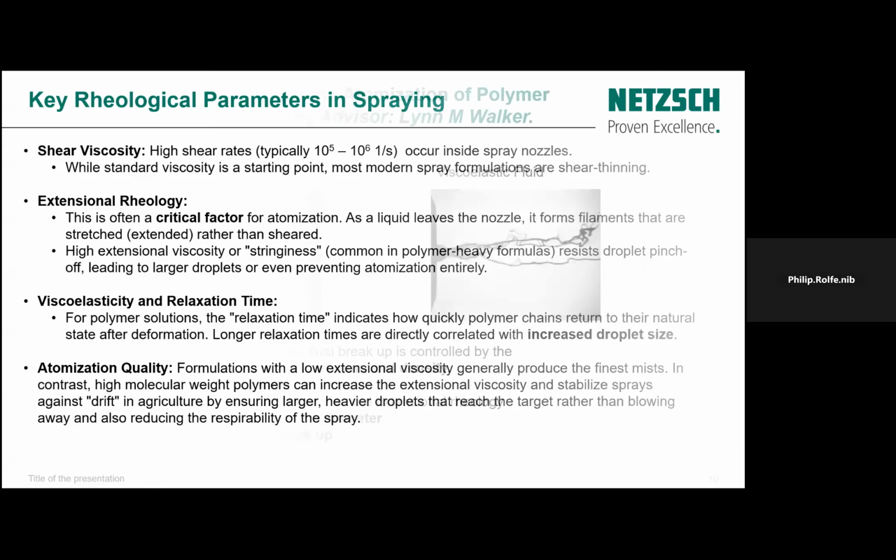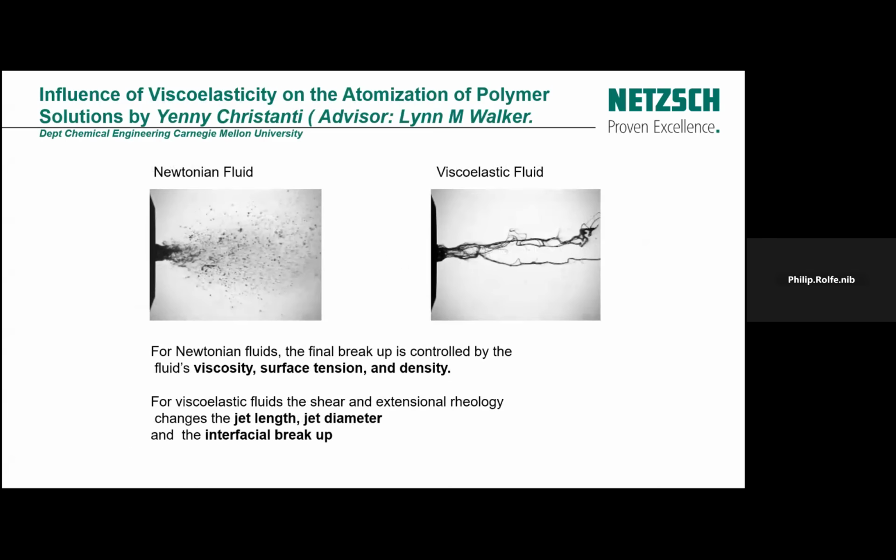Okay, so this is some work, photos done by Lynn Walker's group. This was Jenny Christianti, and she shows here on the left a Newtonian liquid atomizing, and you can see it's atomizing quite cleanly, whereas if you make it too viscoelastic, you can see it's coming out as a cobweb. Now, this is an extreme situation, but just to show, sometimes materials don't atomize cleanly if they're far too elastic. And sometimes you get strings forming between the droplets and then they atomize later. And you get satellites and you get a much broader distribution, things like that.